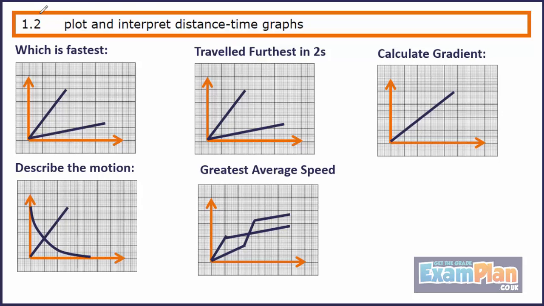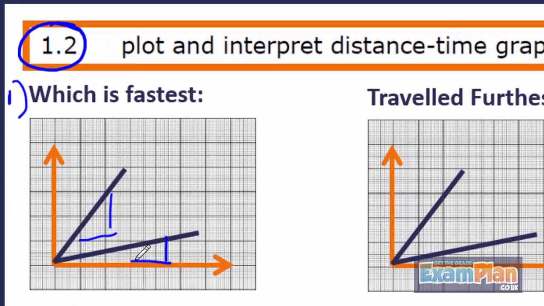In this video, we will be looking at an example exam question that covers specification point 1.2. But before we begin, let's warm up with a few more examples of distance time graphs and how we interpret them. First, which is fastest? Well, they're both travelling at a constant speed because the gradient of each is constant. However, one is faster because it has a steeper gradient.